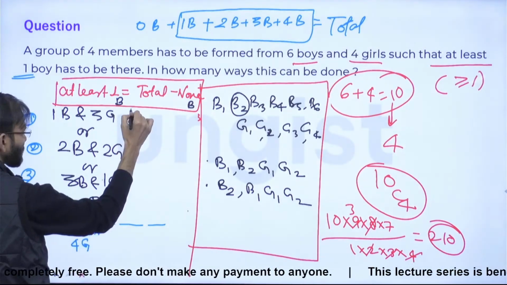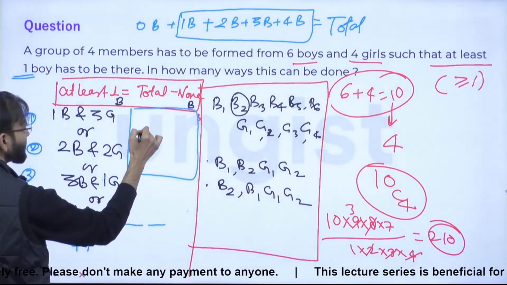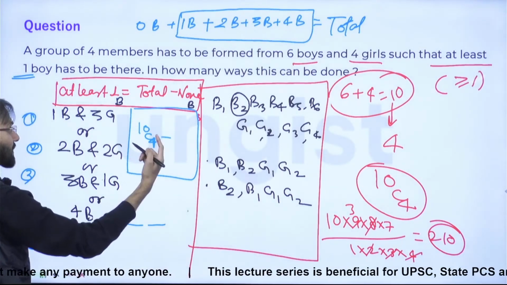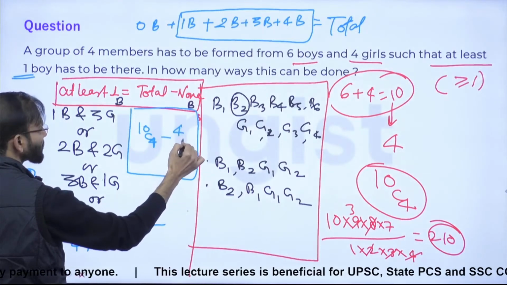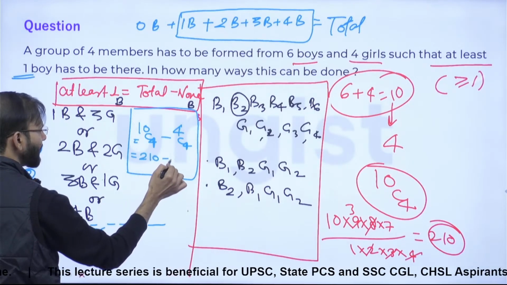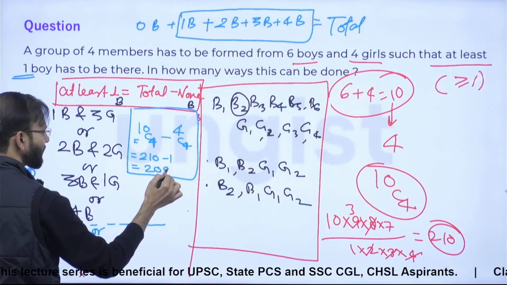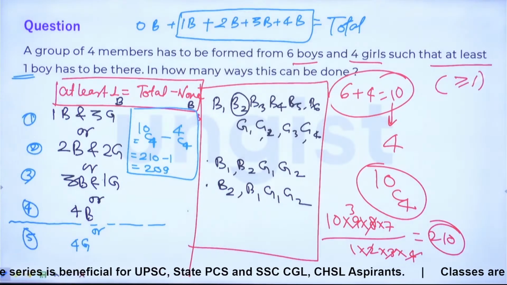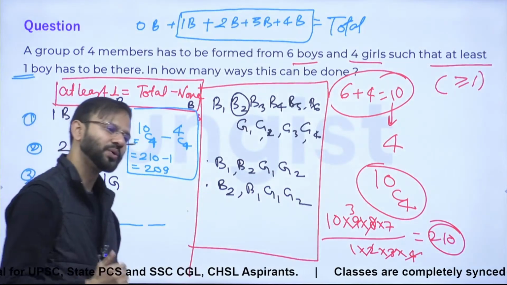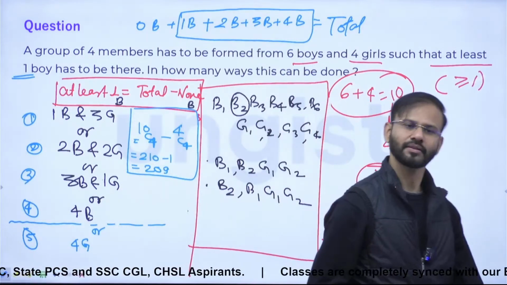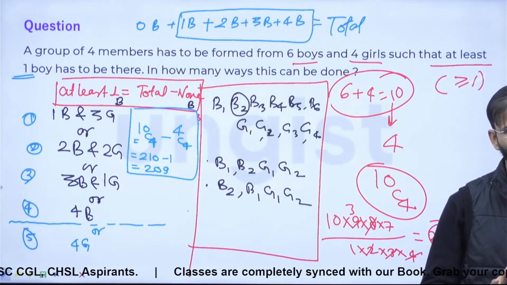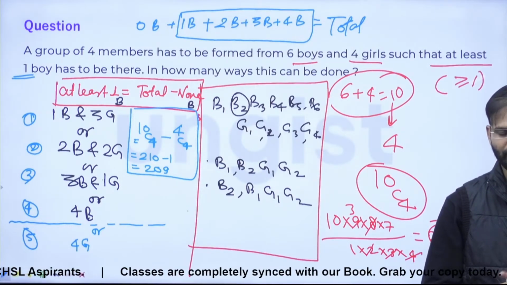So guys, total is what? Total is 10C4, minus no boy, which means all the girls, so 4C4. So this is 210 minus 1. The answer is 209. Okay guys? Everybody is clear? The answer is 209, right? Friends, any doubt, any confusion, any query, any problem?